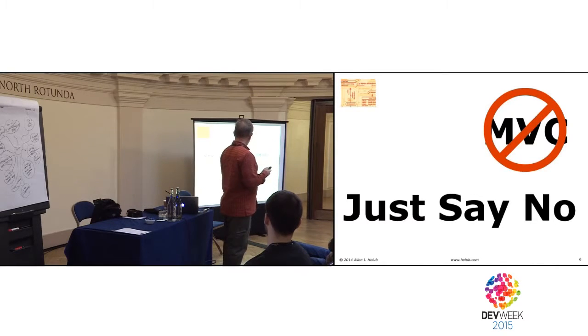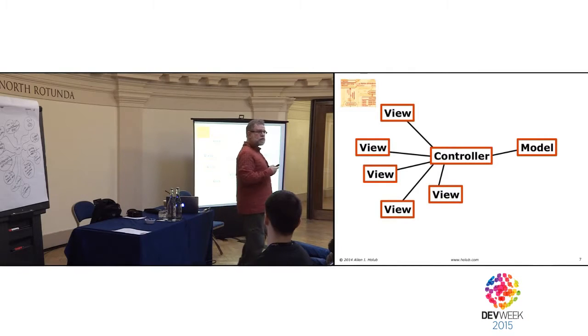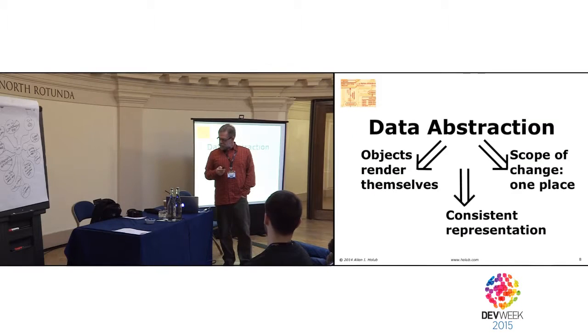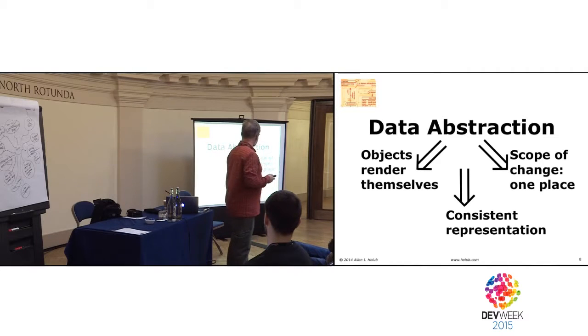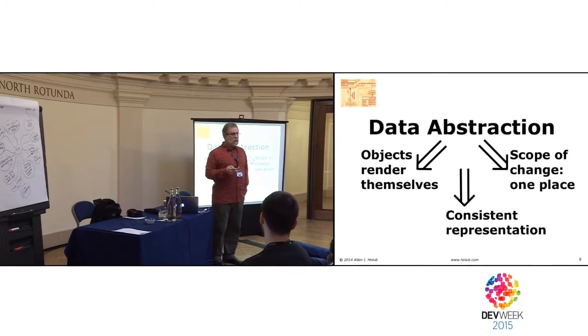So what are we doing then if we're not doing model view controller? Well, this slide is just talking about what I was just talking about a moment ago. The problem is the proliferation of views, the fact that there are too many views and that maintenance is just too difficult. What we want to be thinking about is data abstraction. And we want the scope of change in one place, and we want to abstract our objects, our data into this notion of centralized objects. Objects have to render themselves.